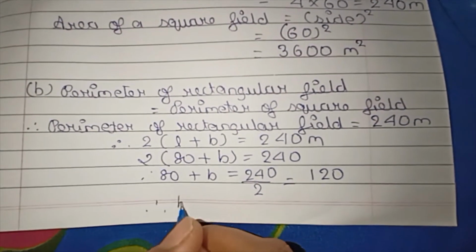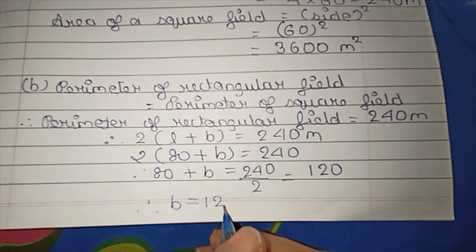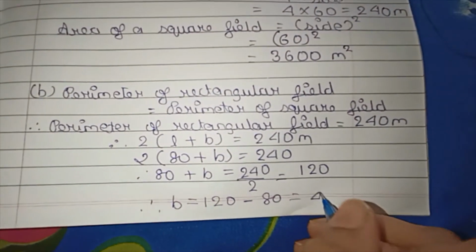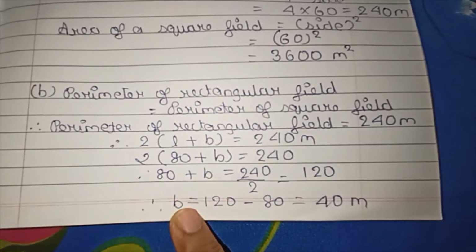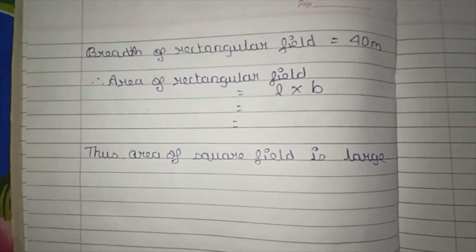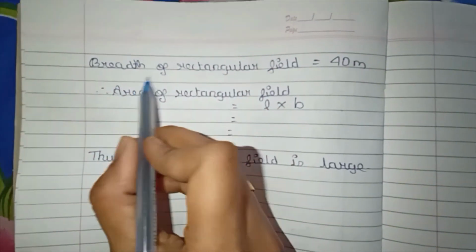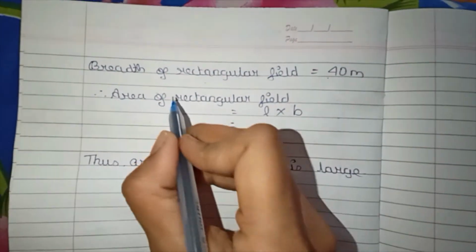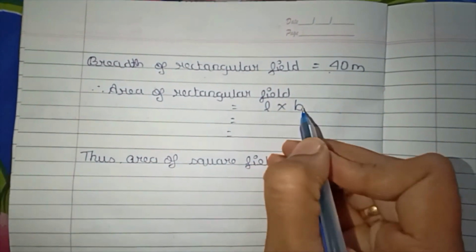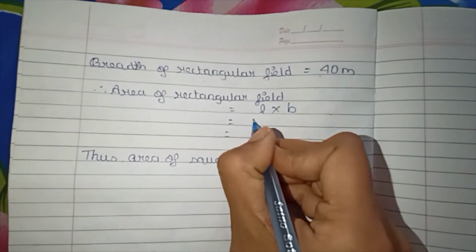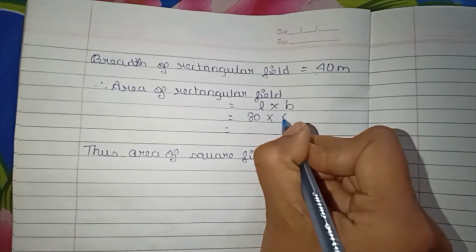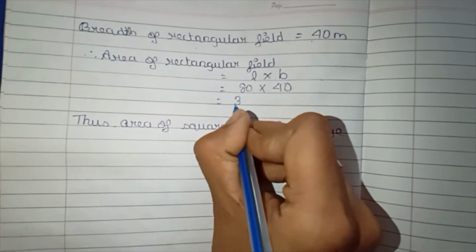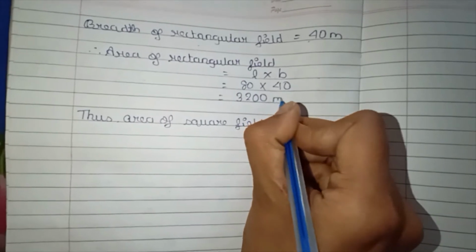Therefore B will be equal to 120 minus 80, so it will be 40 meter. So the breadth of the rectangular field is equal to 40 meter. Now it is easy to find the area of the rectangular field; length into breadth is the formula. Length is 80 and breadth is 40. So 80 multiplied by 40 is 3200 meter square.